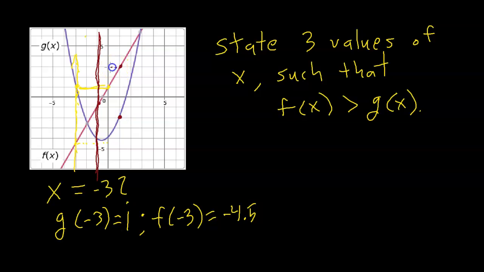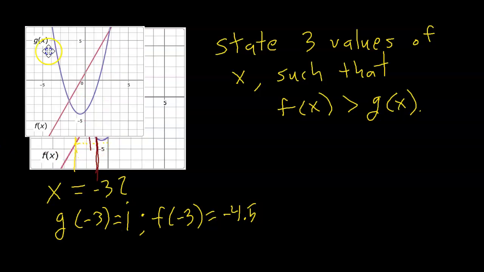F of x has a greater output. At this value right here, f of x has a greater output. So really, at any value of x within this region on the domain, I know there's a lot of colors going on right now, but basically at any value of x within this region of the domain, the value of the function f of x is greater than the value of the function g of x.